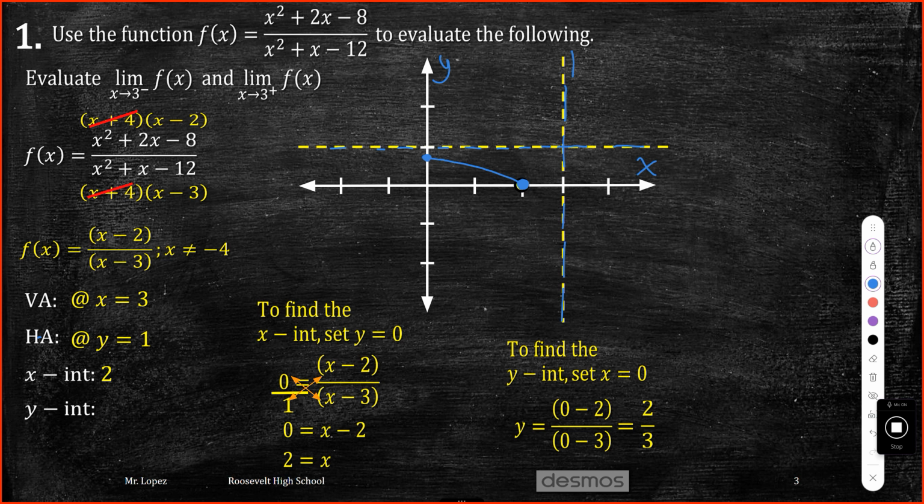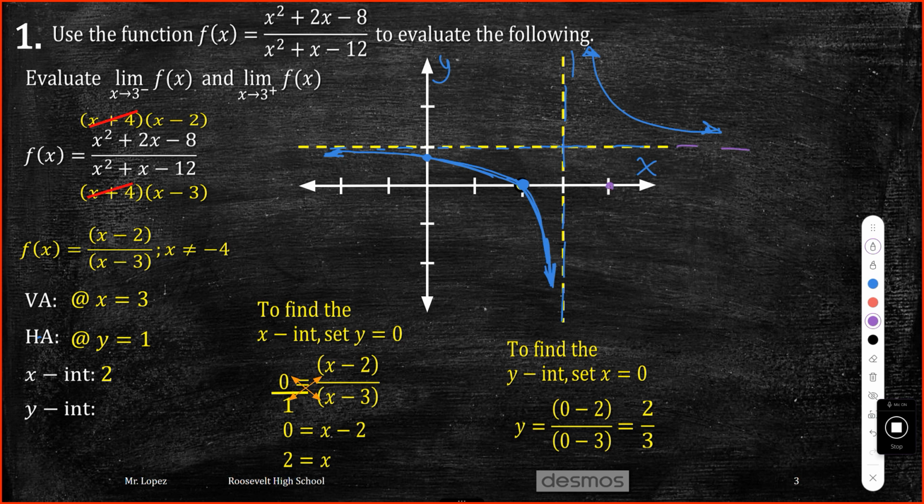It always approaches the asymptotes. And more than likely these branches, they go diagonal. So the other one is going to go over here. You can actually input some numbers to figure out if it's on top or at the bottom on this side over here.